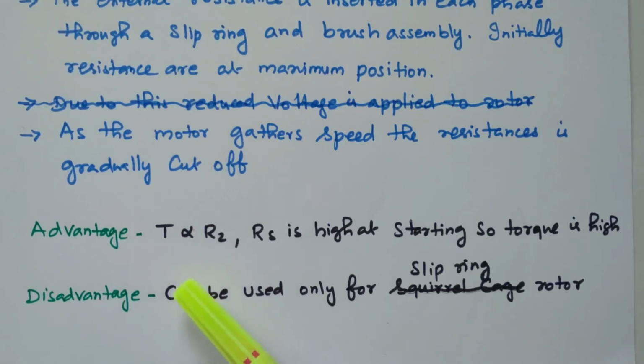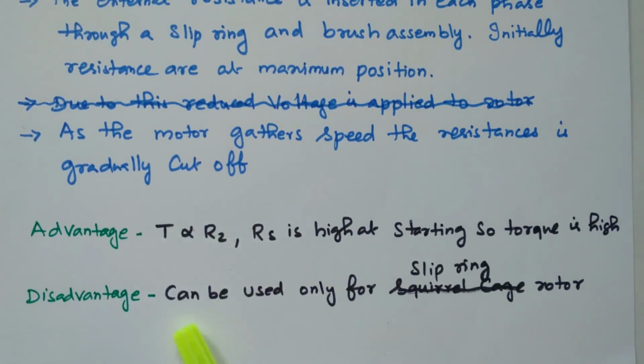The main advantage is that torque is directly proportional to the external resistor. Initially the resistor is very high, so automatically we are getting more torque. R2 is highest during the starting, so the torque is very high at the starting. Right? Due to the high resistance added at the beginning, we are getting the highest torque at the beginning.